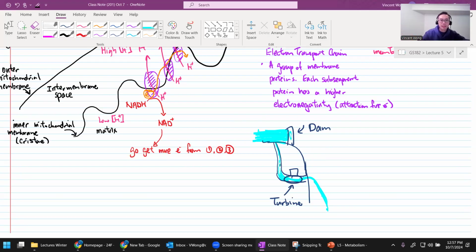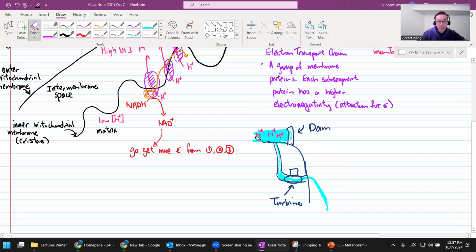This is basically what happens. So instead of building up water, we are building up lots of H plus here. The H plus wants to get to a low point back into the matrix. It can't because of the inner membrane, the dam. And so it's looking for an alternate path to flow through.